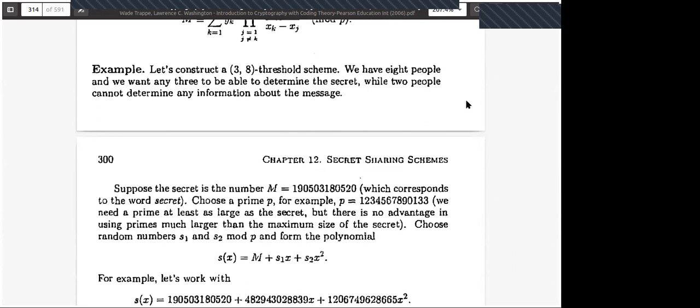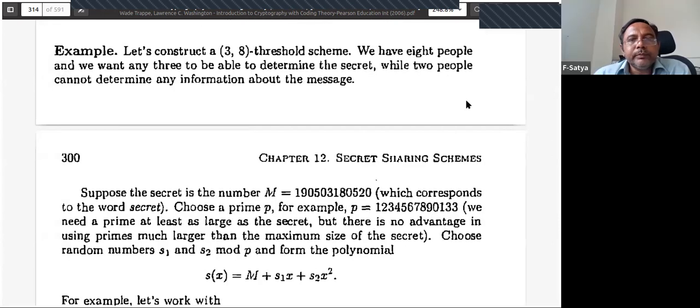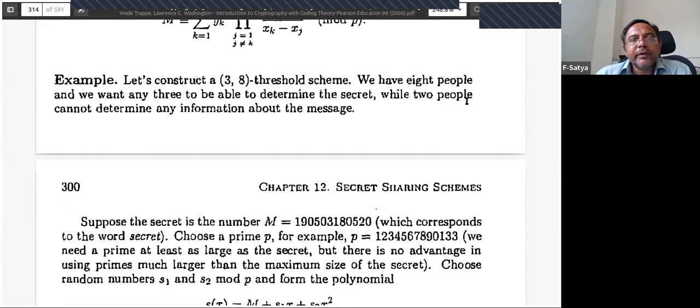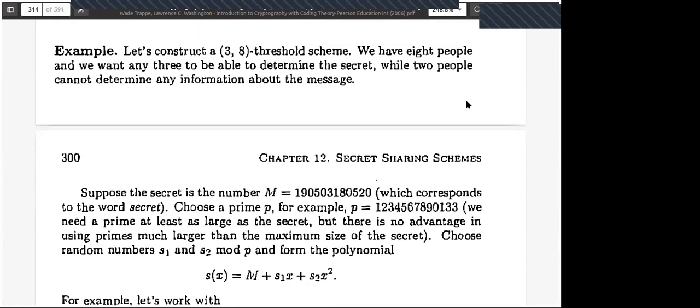Yes, sir. Yeah. So look at one problem: a (3, 8) threshold scheme. What do you mean by a (3, 8) threshold scheme? We have 8 people, and if any 3 of them come together, they can determine the secret. So by using the polynomial method, what degree polynomial do I have to take? 3 people come together, they have to get it, right? Then that is a degree 2 polynomial.